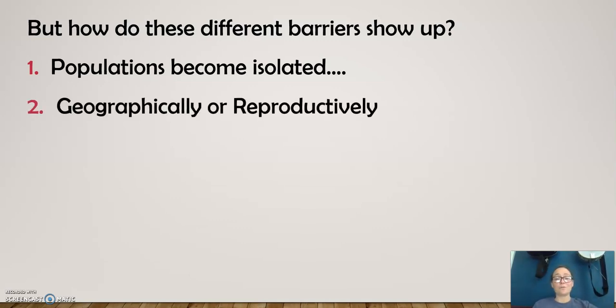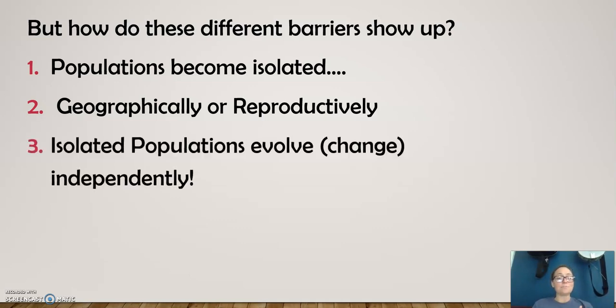So while two populations are isolated, whether it's geographically or reproductively, they evolve independently. So this is where those 5 fingers of evolution matter. When you have a population that becomes separated into 2 groups, in one group you have natural selection, genetic drift, mutations, sexual selection occurring, and in this separate group over here you have natural selection, genetic drift, mutations, sexual selection occurring. Now, you notice I didn't say gene flow.